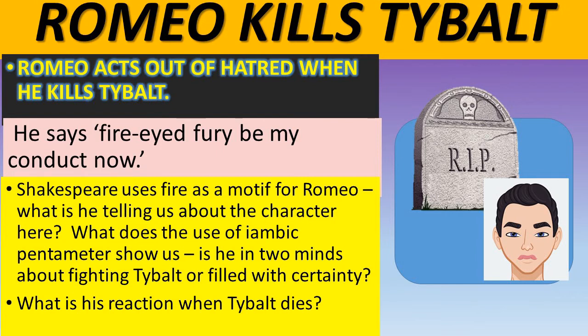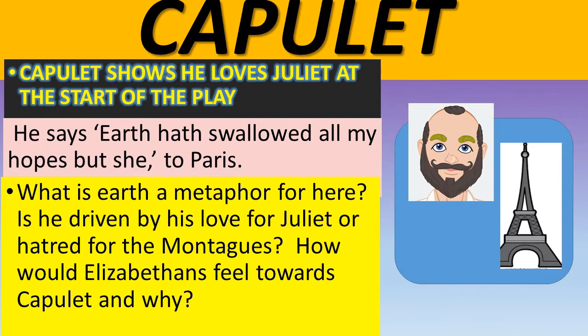Okay, you've had your 5 minutes writing about Romeo and his killing of Tybalt. We're going to move on now to Capulet. So Capulet shows that he loves Juliet at the start of the play. He says, "Earth hath swallowed all my hopes but she," to Paris. So what is Earth a metaphor for here? And is he driven by his love for Juliet or hatred for the Montagues?